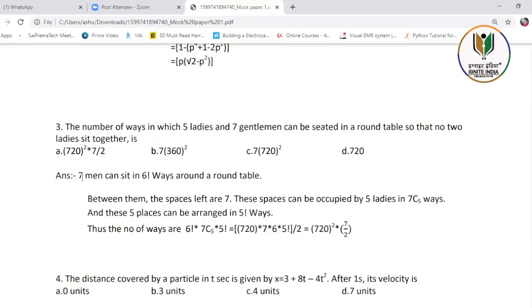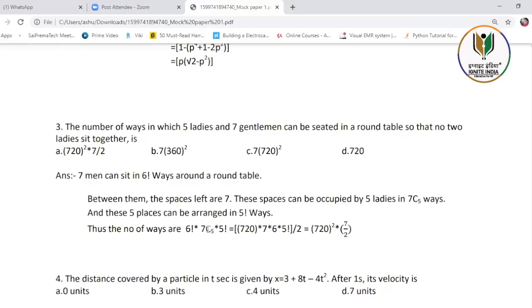So if 7 men sit in alternate places, and between them 1 space is remaining, that will be 6 factorial ways for men, gentlemen only. And between 7 men, there are 7 spaces left, which you have left for the ladies. So out of these 7, only 5 need to be filled because there are only 5 ladies. So this will be 7C5. In 7C5 ways, the places can be occupied by the 5 ladies. And these 5 ladies, when they occupy these spaces, will move around among themselves, which is 5 factorial ways. So the answer will be 6 factorial into 7C5 into 5 factorial.